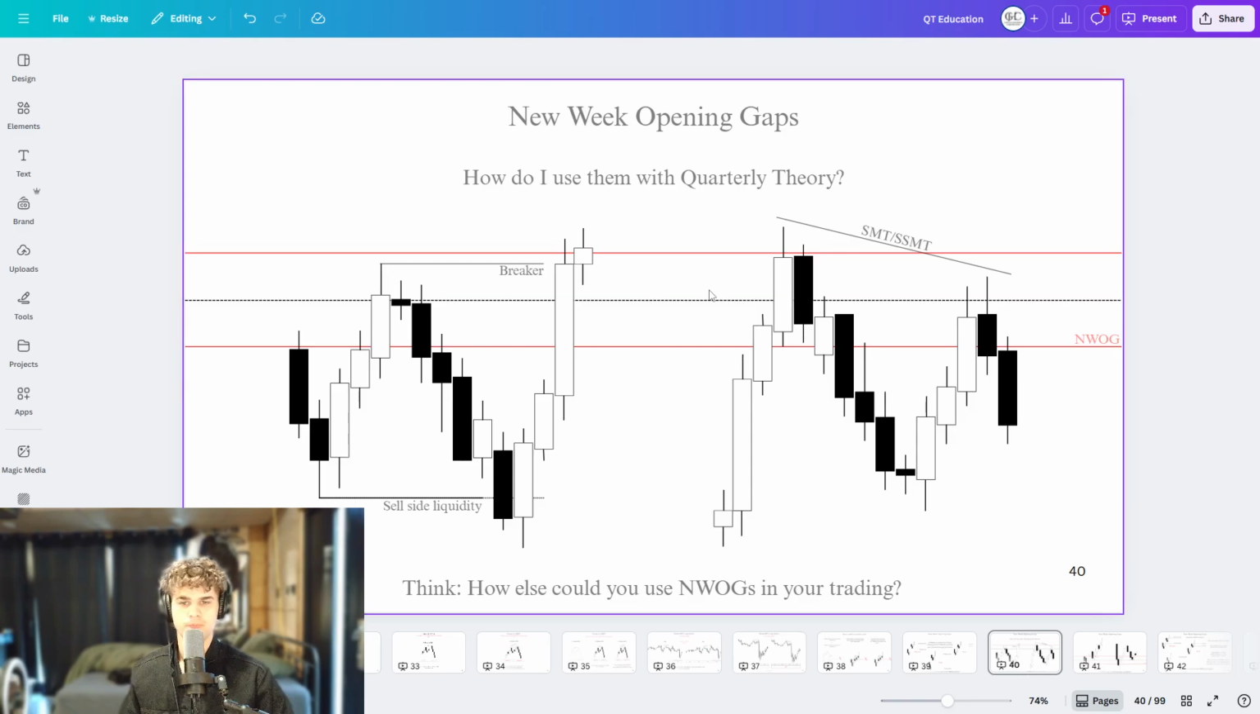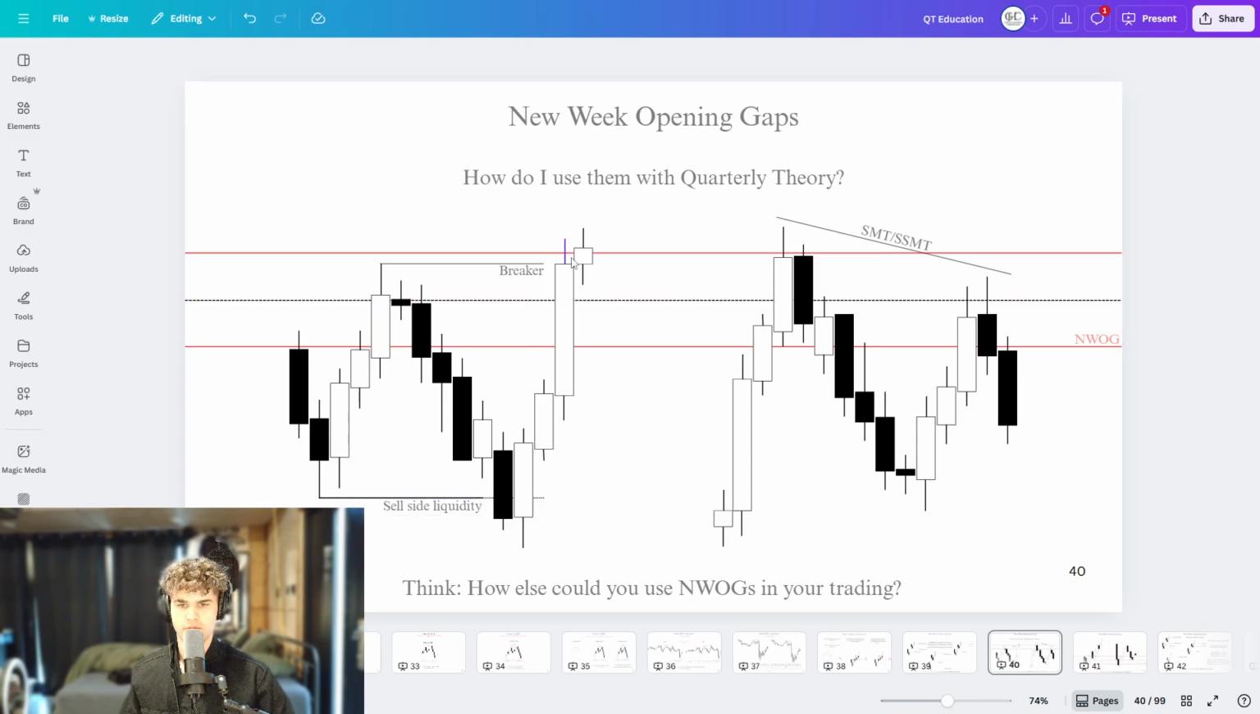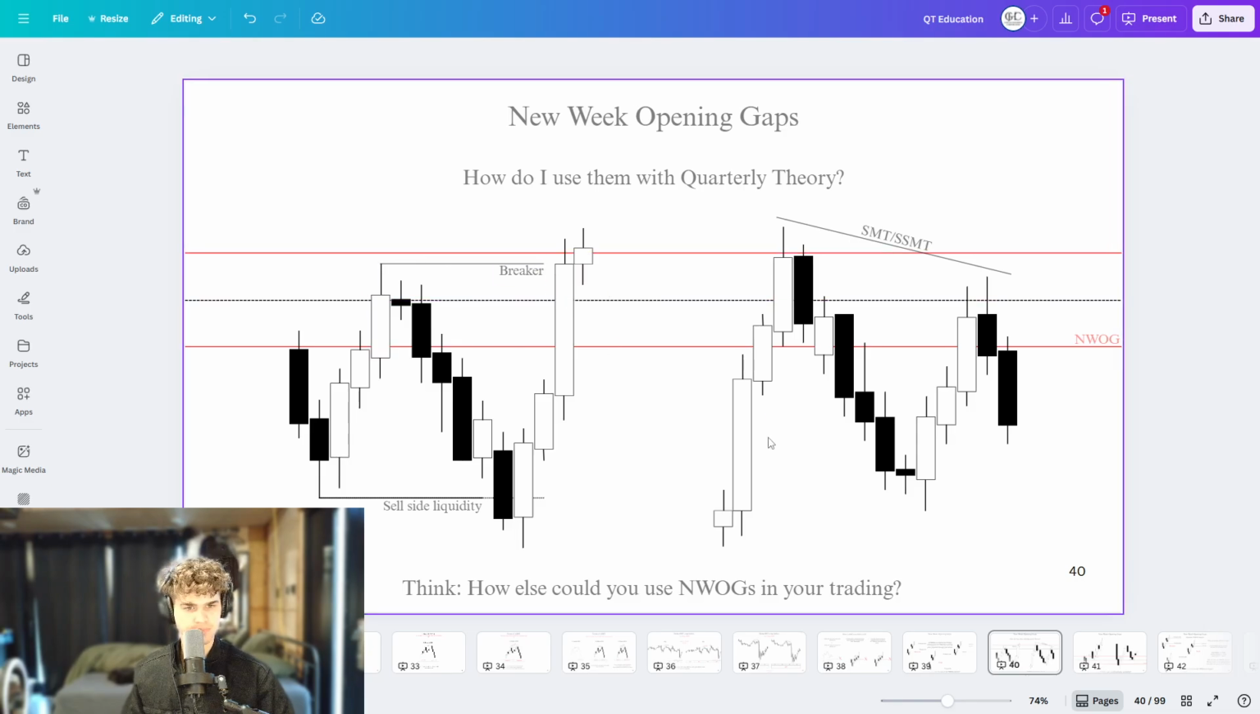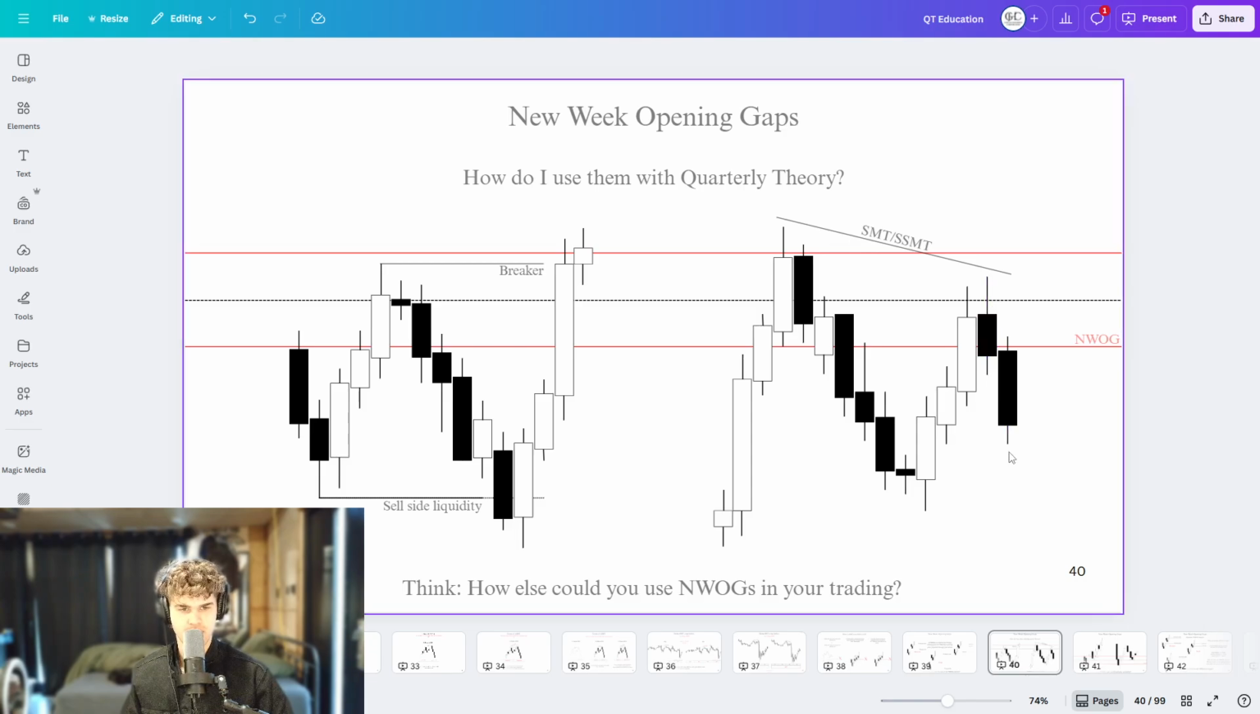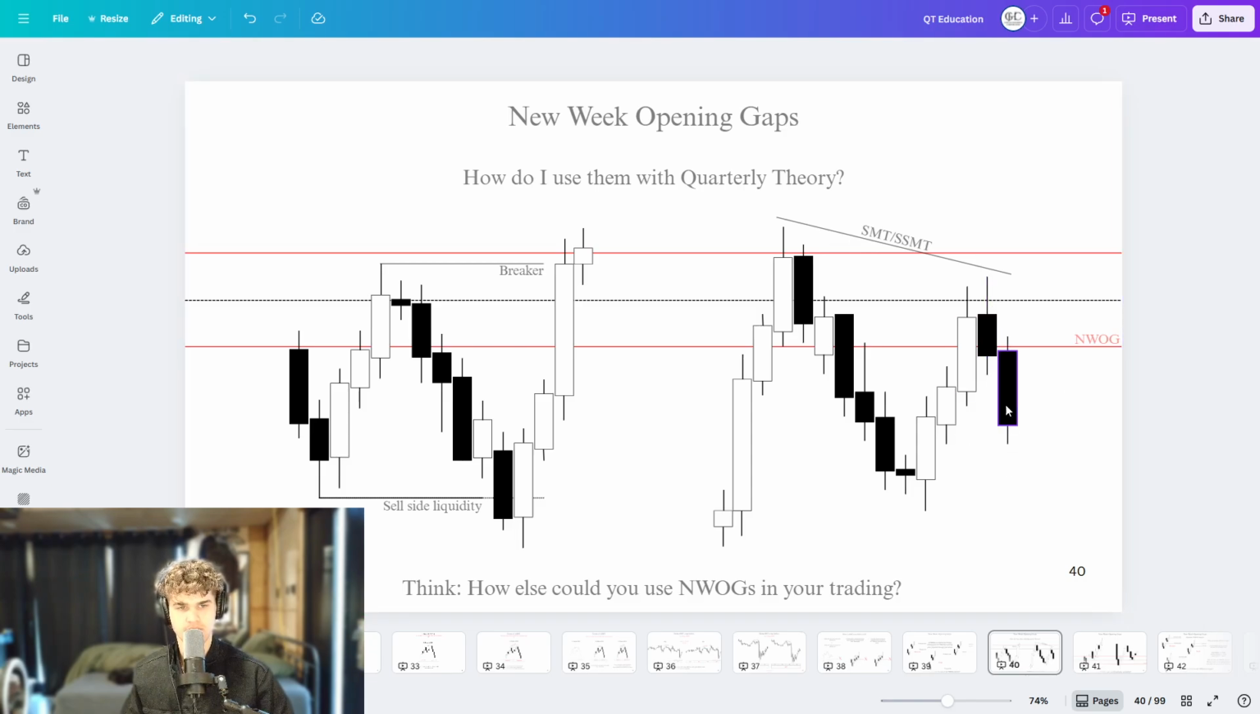So here we sweep sell side, we flip a breaker and we're going higher. Breakers within a new week opening gap. Beautiful. In this example, we don't sweep sell side. We have sequential SMT at the highs. Bodies are within the new week opening gap. This can wick out, that's okay. It's permissible. You want to see the bodies close inside of it. Then you wick the 50 level and you're heading on lower. Entry would be around there in the lower time frame.